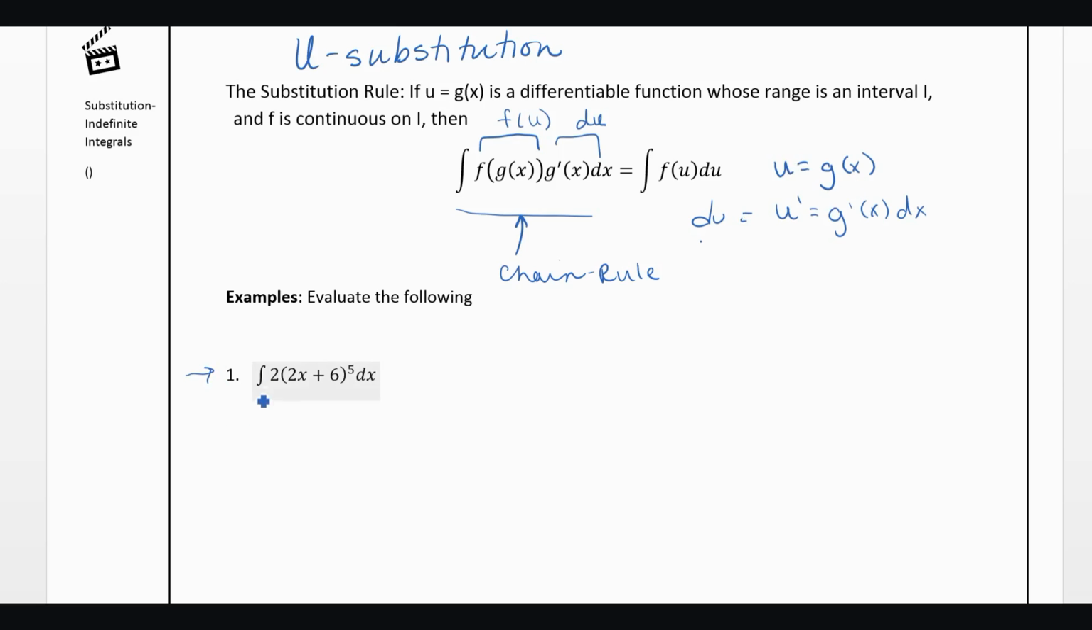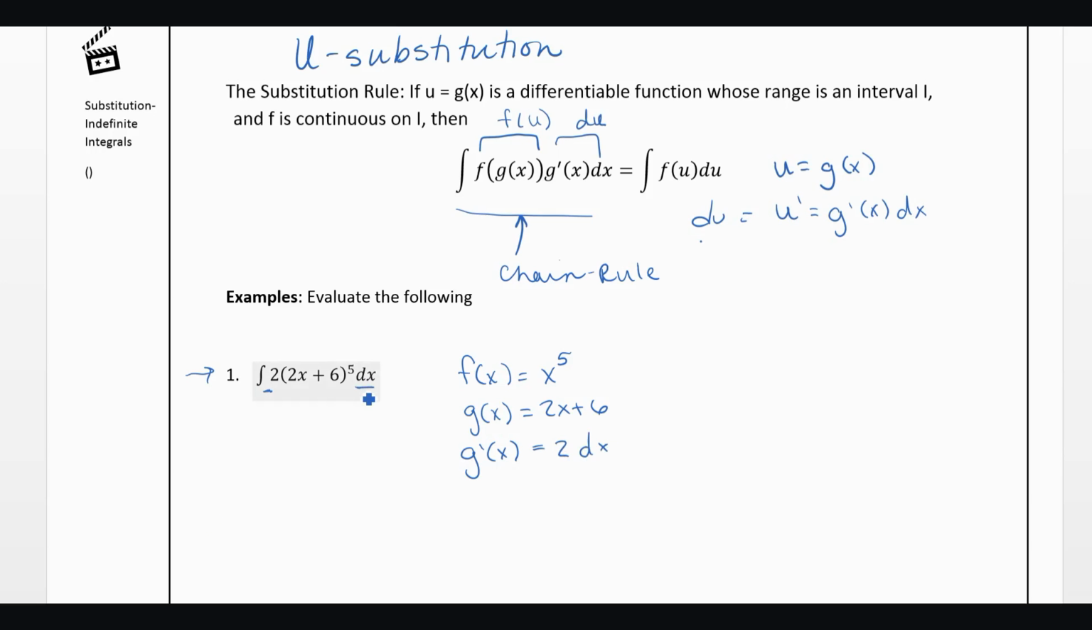We've got the integral of 2 times (2x plus 6) to the 5th dx. So here we're composing, our f of x would be x to the 5th. Our g of x that we're plugging in there is 2x plus 6. And we know that g prime of x is equal to 2, which we have. Well, we'd say 2 dx, which we have right there.